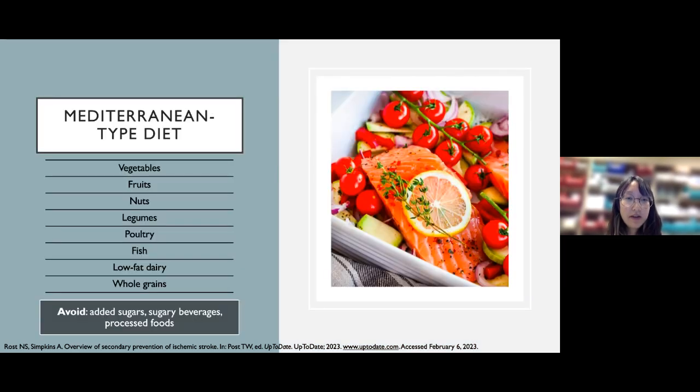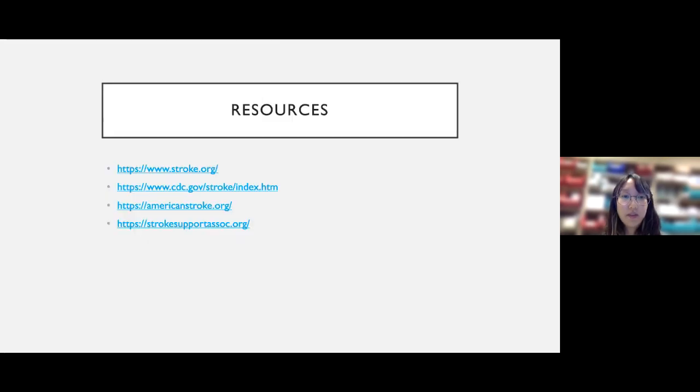Now on this slide here, it just discusses what a Mediterranean type diet entails. It's going to be a lot of vegetables, fruits, nuts, legumes, poultry, fish, low-fat dairy, and whole grains. And you want to try to avoid added sugars, sugary beverages, or processed foods.